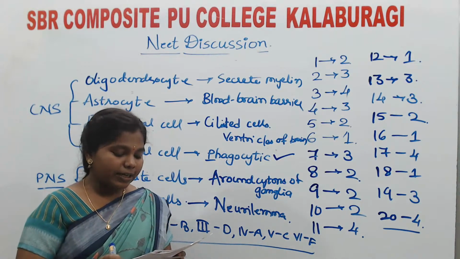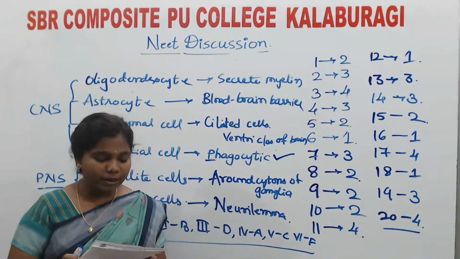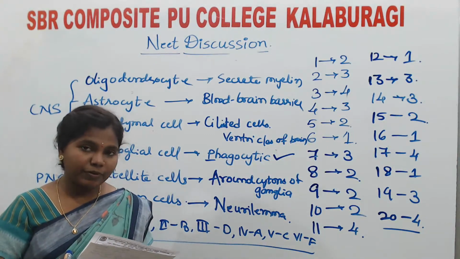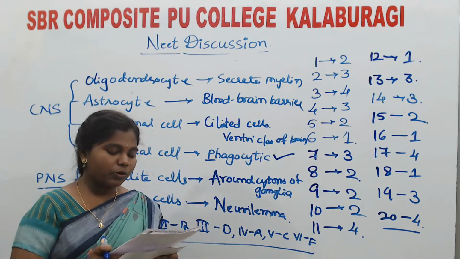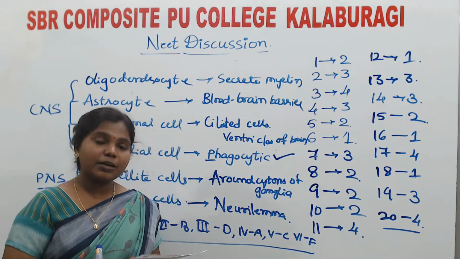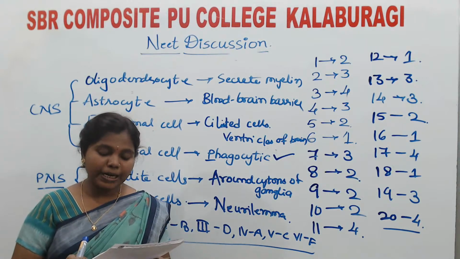neuroglia cells occur in the... So they have asked where the neuroglia cells will occur. The options they have given: first is liver, it's not the correct answer. Next is brain. Of course, in the brain the neuroglia cells will be present. Next, third option, kidney. It's not. And the fourth option they have given is brain and spinal cord.